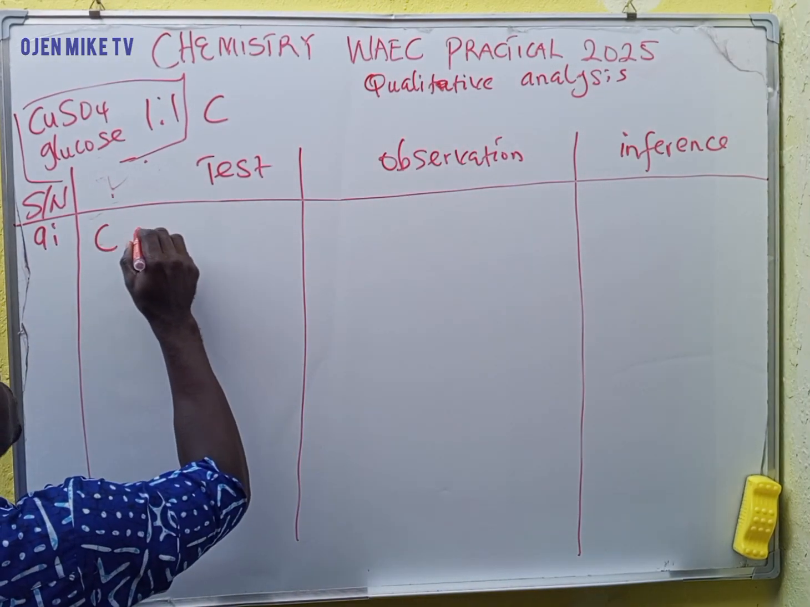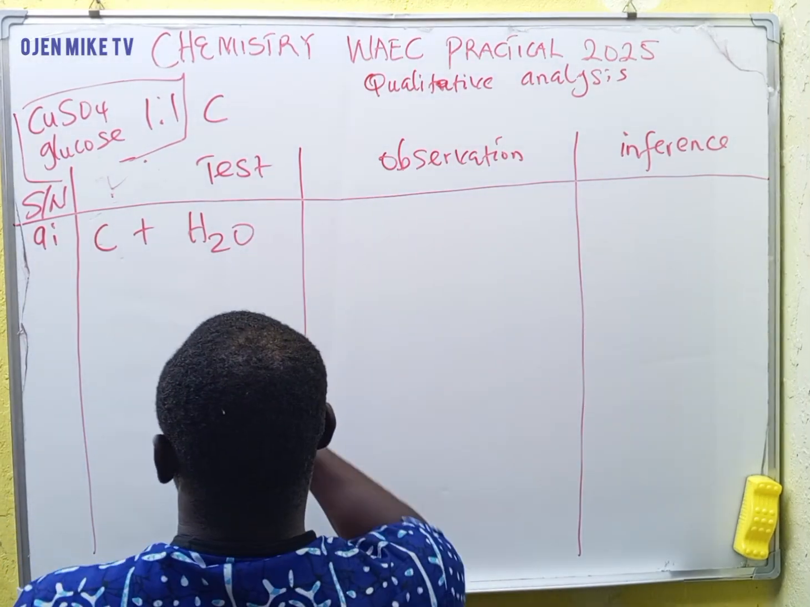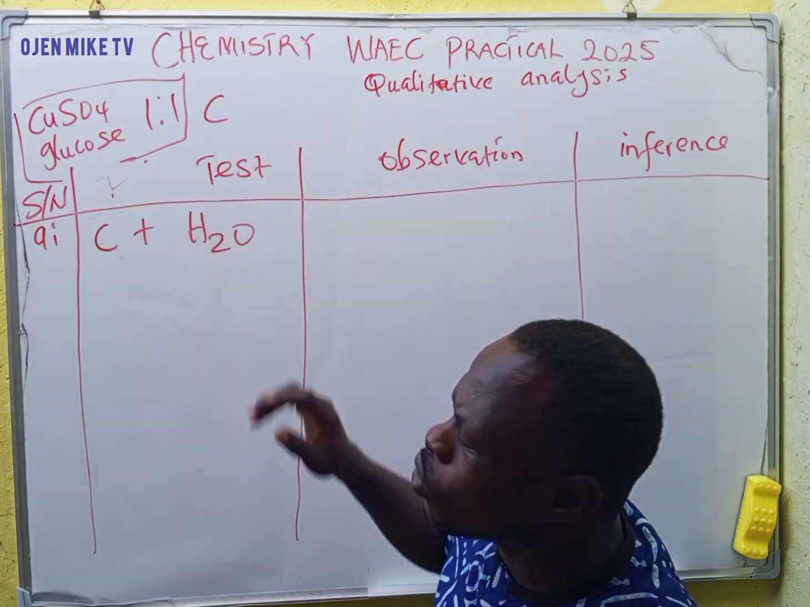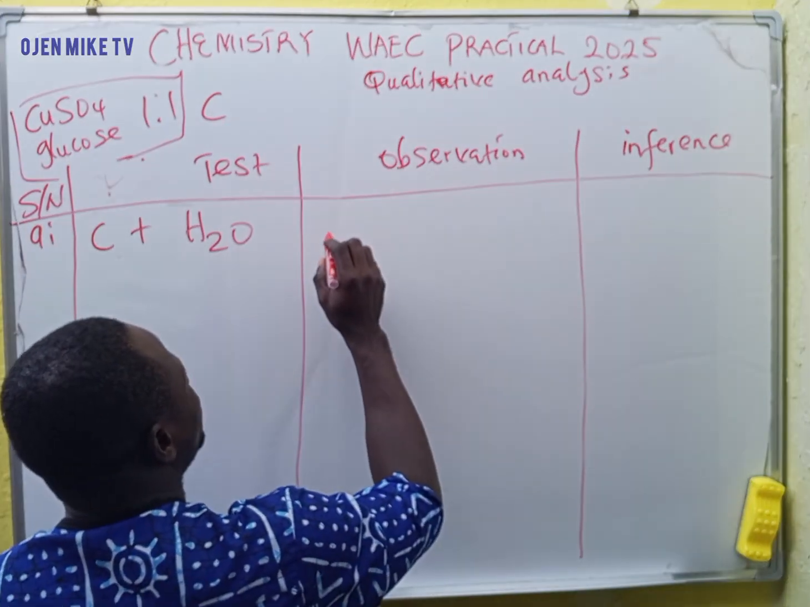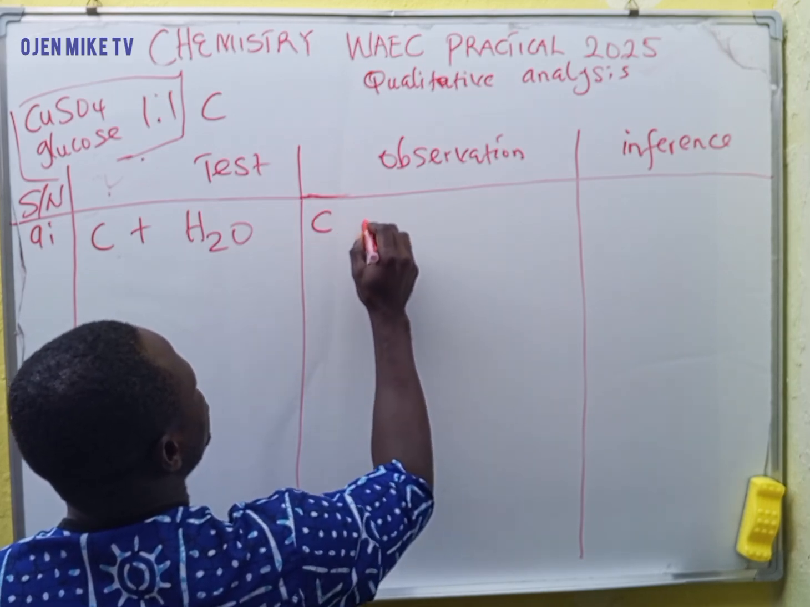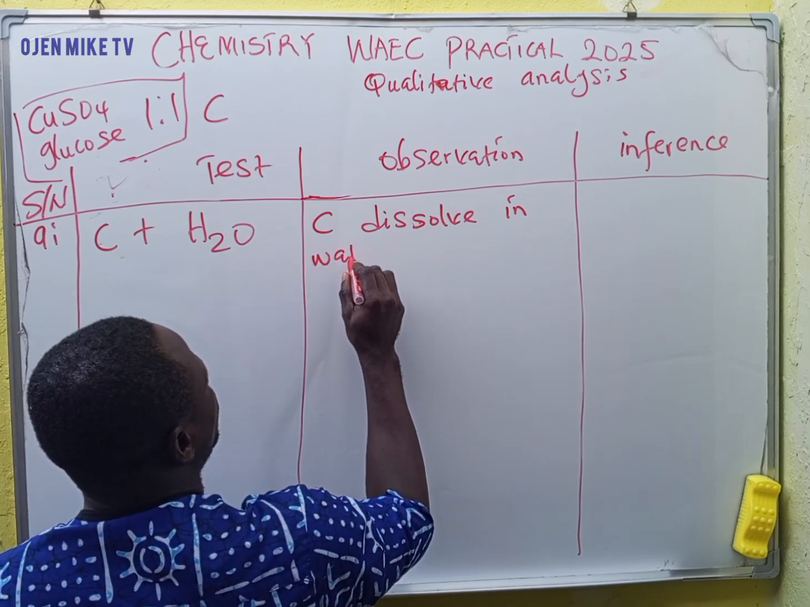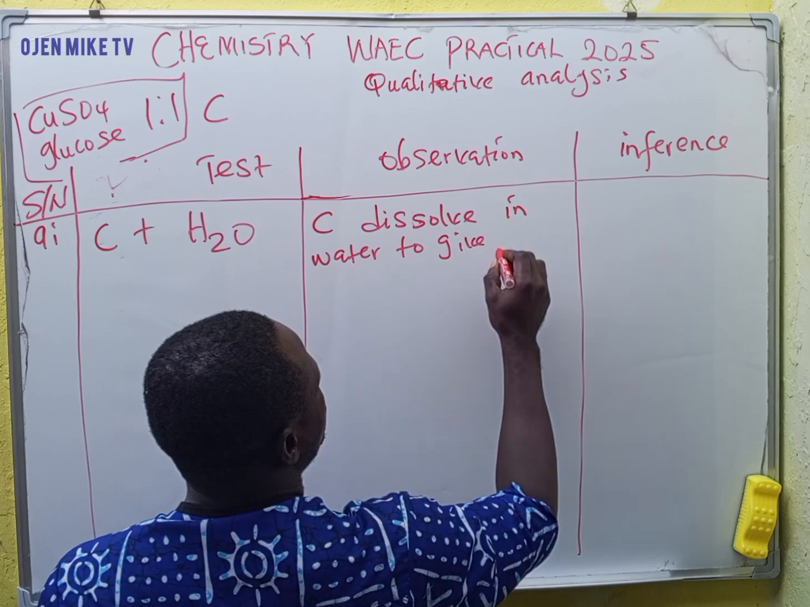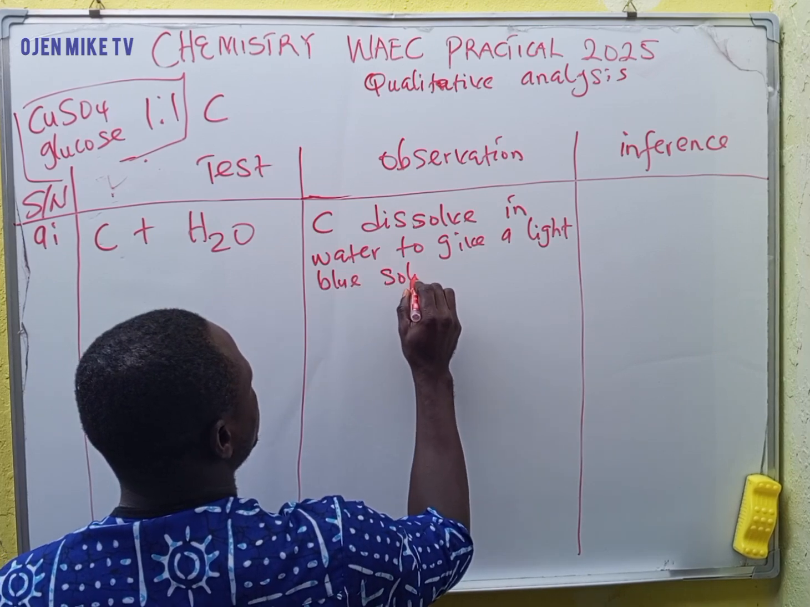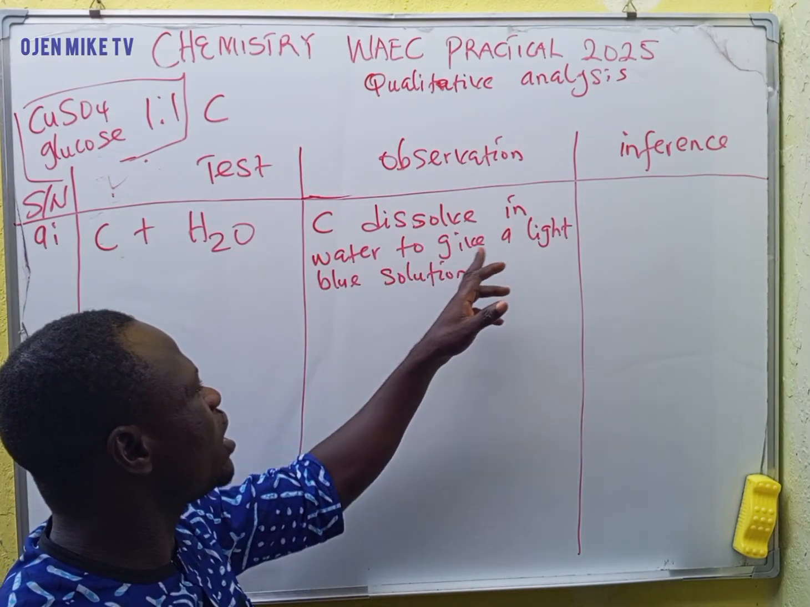So now let's say C plus distilled water. Some can write distilled water, or you can say H2O. C plus H2O, C plus distilled water, C plus water, anyhow you want to put it, you can read. So when you put these two things into water, what you are going to observe is: C dissolves in water to give a light blue solution. So this is what you are going to write. C dissolves in water to give a light blue solution.